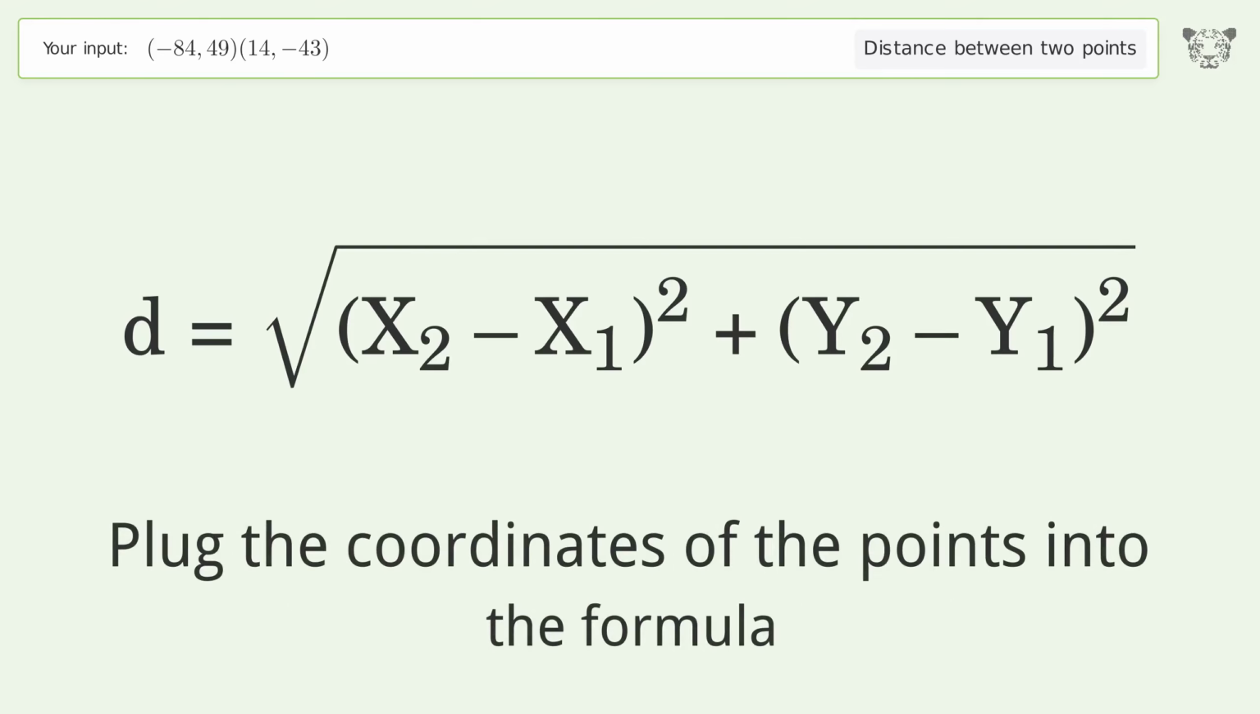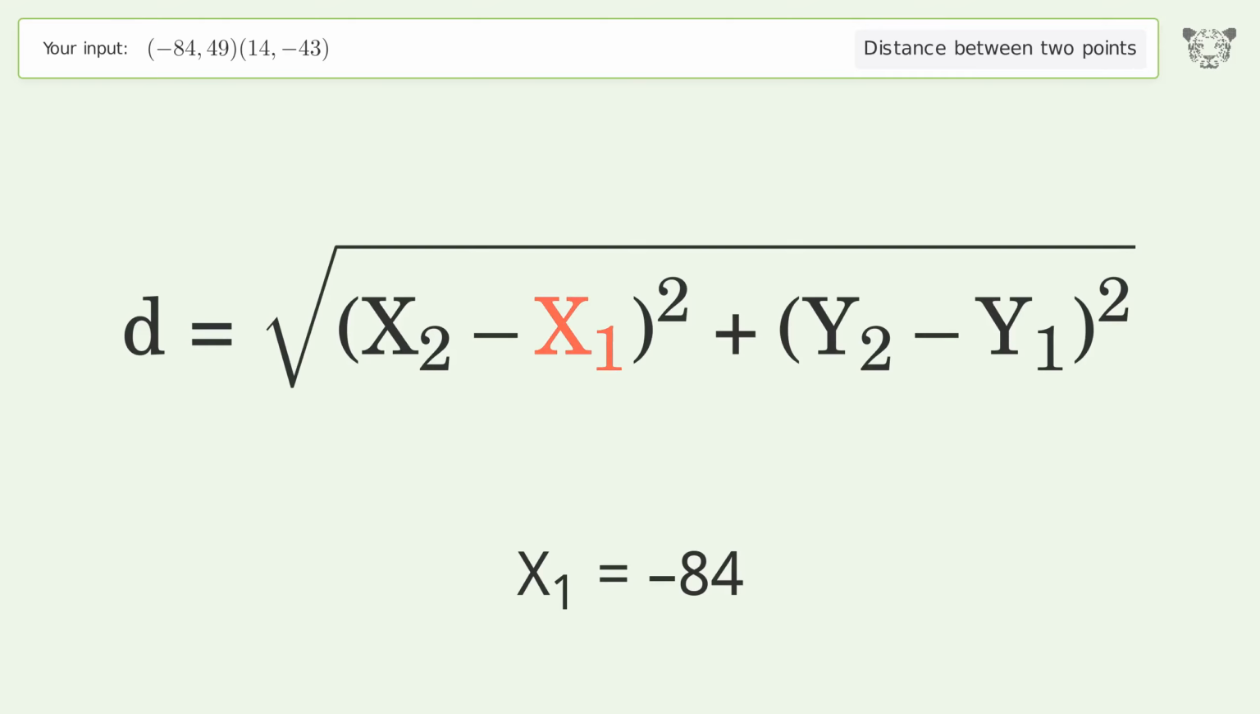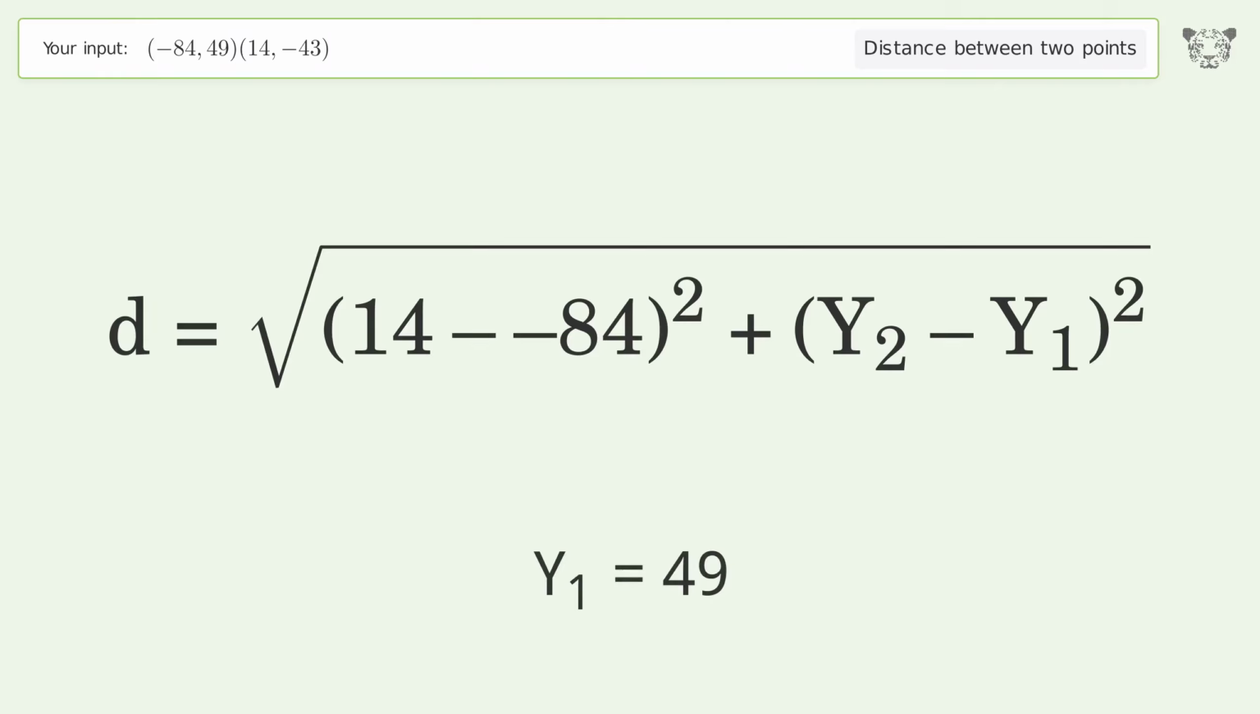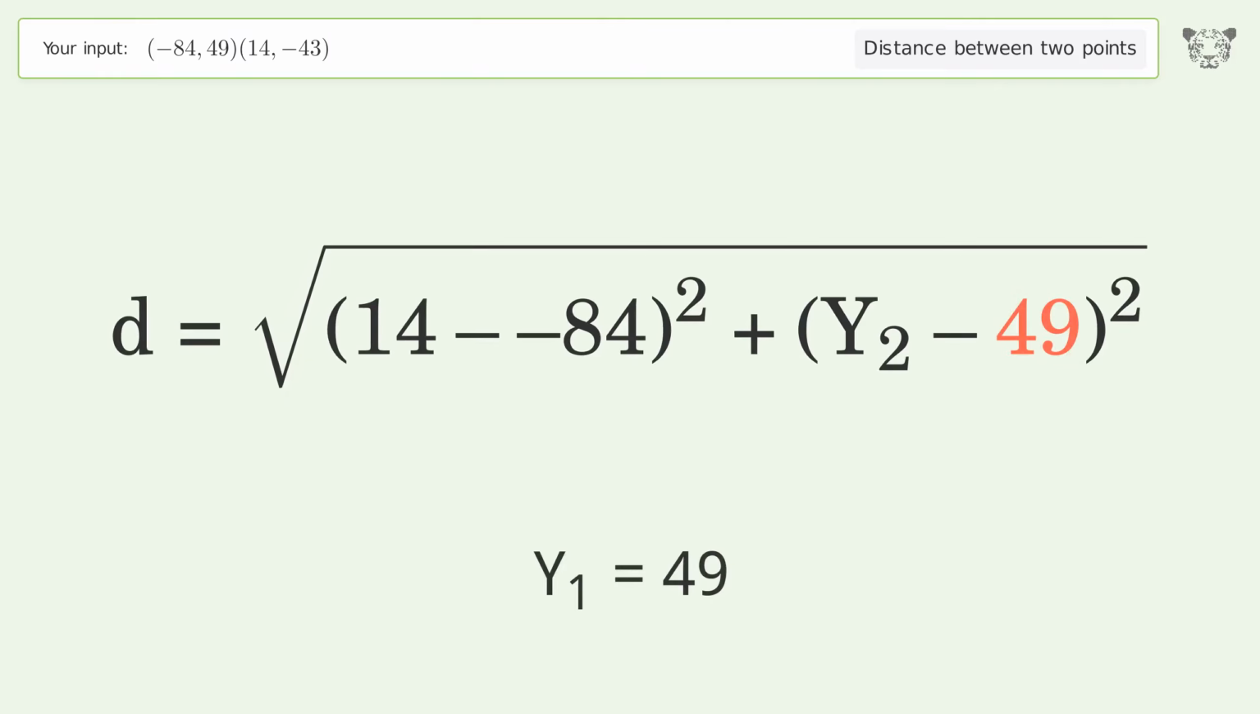Plug the coordinates of the points into the formula. x1 equals -84. x2 equals 14. y1 equals 49. y2 equals -43.